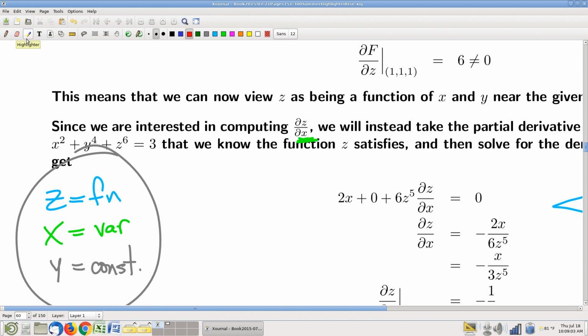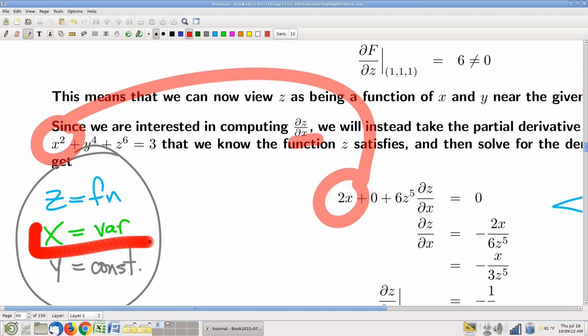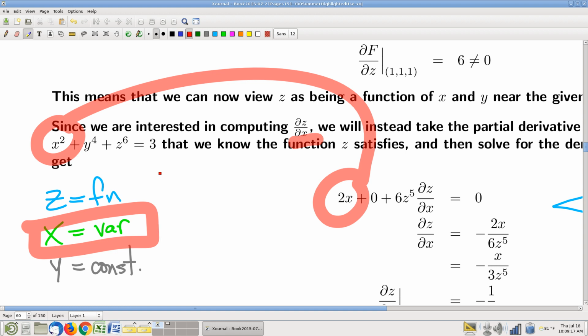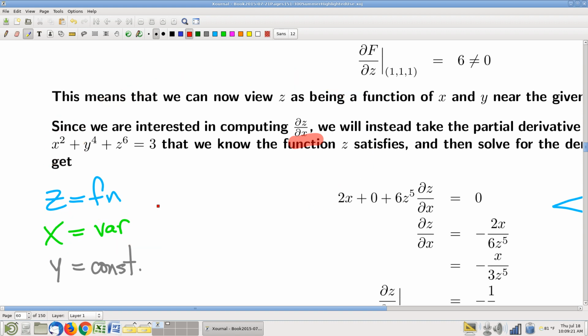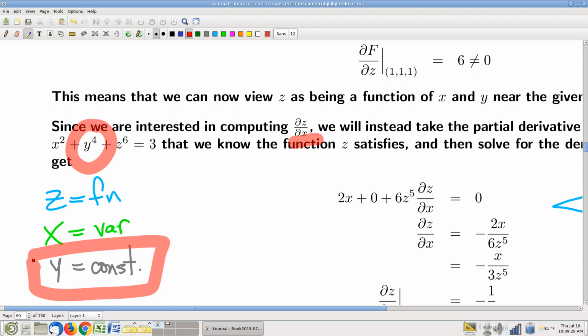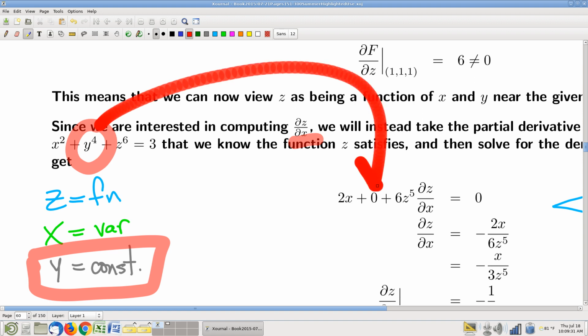So we're taking an x partial here. The x partial of x squared: x is the variable we're taking the derivative with respect to, 2x. No problem. Okay. Plus y to the fourth. Well, now keep in mind, y is a constant. So the x partial of that great big constant is 0. It's not a chain rule problem. It's 0.